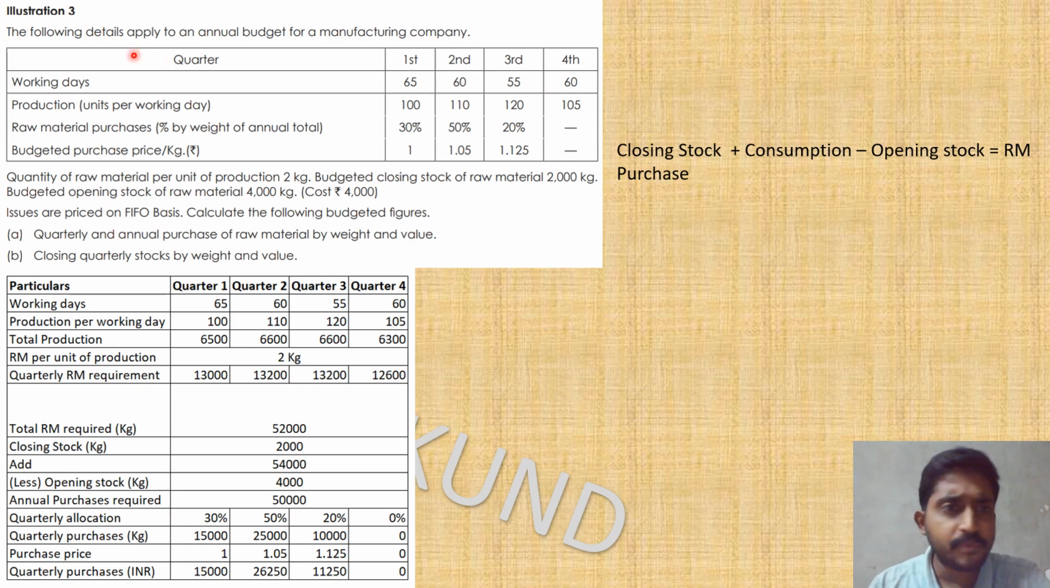Okay, so the first problem for the day: the following details apply to an annual budget for a manufacturing company. It is an annual budget, but it is given in quarters. So 4 quarters make the annual budget, and this is the complete budget document. This is the input. As a finance department, you will get inputs from various departments. So for the manufacturing company, you have got these details. So what are these details?